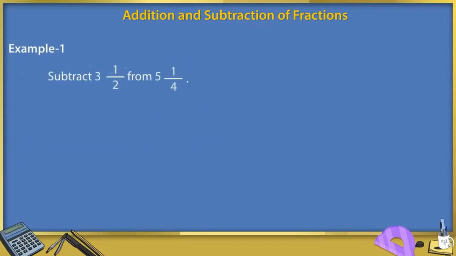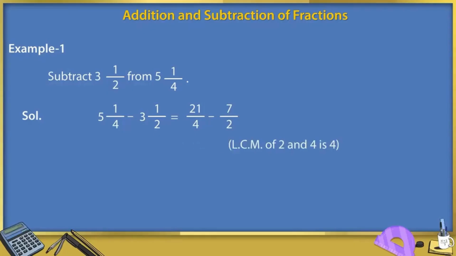Example 1. Subtract 3 1 by 2 from 5 1 by 4. Solution. 5 1 by 4 minus 3 1 by 2 is equal to 21 by 4 minus 7 by 2. LCM of 2 and 4 is 4. Equal to 21 into 1 minus 7 into 2 by 4, which is equal to 21 minus 14 by 4, which is equal to 7 by 4 is equal to 1 3 by 4.